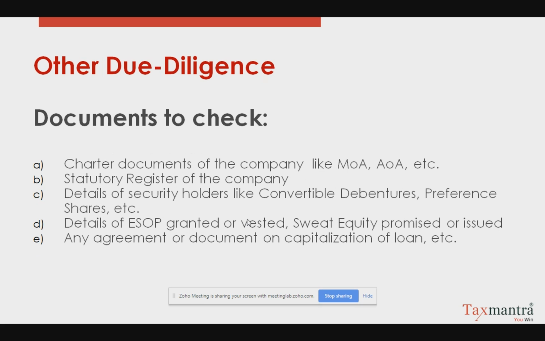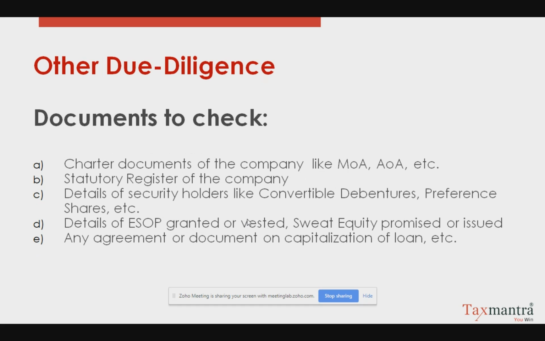Details of security holders, like convertible debentures, preference shares, etc. These things the investors usually check again. Details of ESOP granted or vested, and sweat equity promised or issued. If such things have been done in the company, the investors again ask for these things.